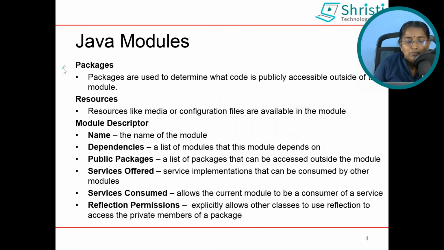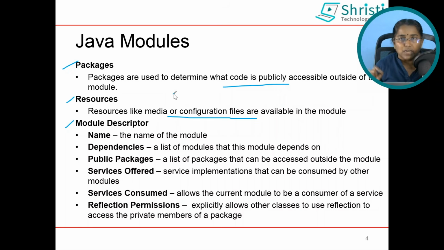What does a module have? Packages, resources and a module descriptor. Packages are used to determine what code is publicly visible outside the module. Which code is private and which code is public, all these can be decided with the help of packages. Resources: media and configuration files that are available in the module are called resources. The next one is the module descriptor. Already I told you the file name is module-info.java.